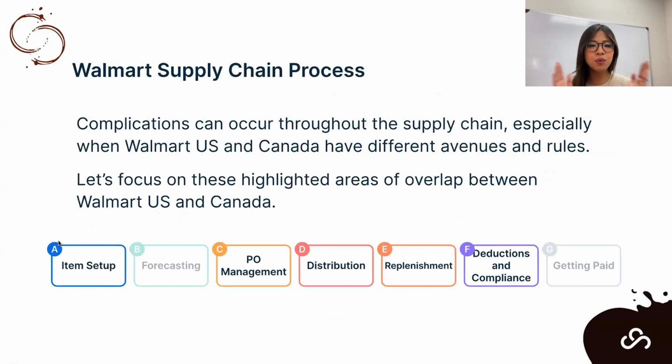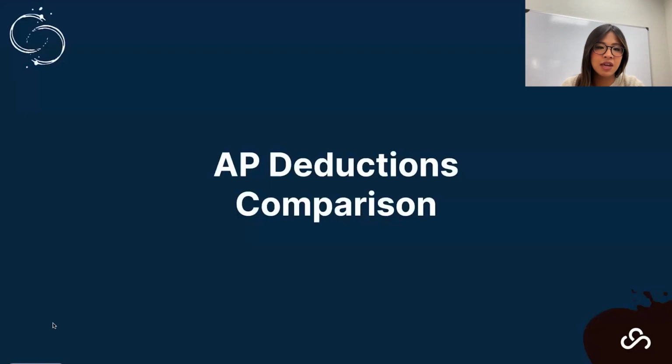As we all know, complications can occur throughout the entirety of the supply chain when you are selling to Walmart U.S. and Walmart Canada. It can be super confusing when different processes and different rules exist depending on when you're shipping, how you're shipping, and which country you're shipping within. So we are going to really focus in on the areas where there's overlap between Walmart U.S. and Canada, show you what is the same, what is different, and what exists in one but not the other, and really dive into that today.